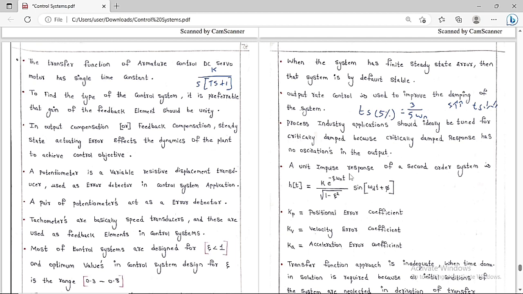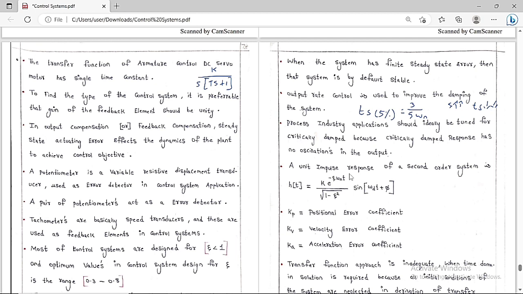The next point is that process industry applications should ideally be tuned for the critically damped response, because a critically damped response has no oscillations in the output.